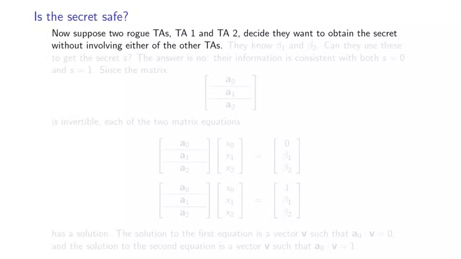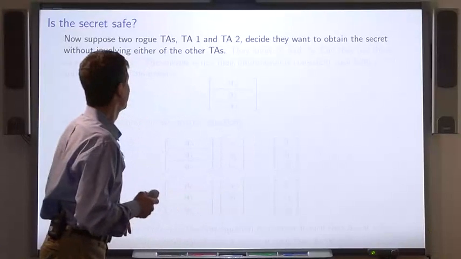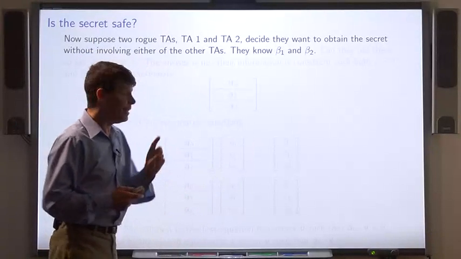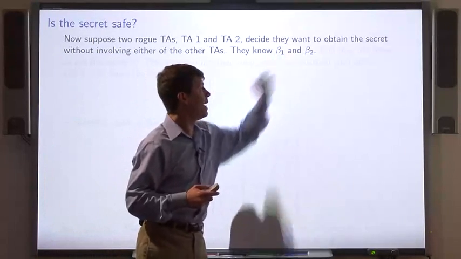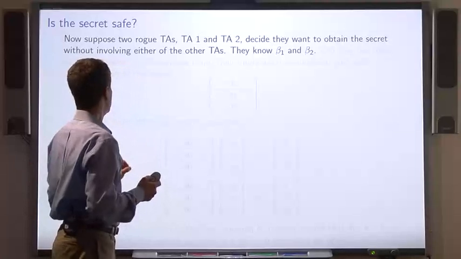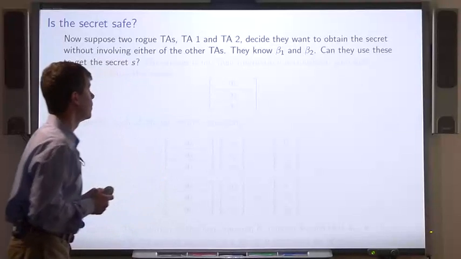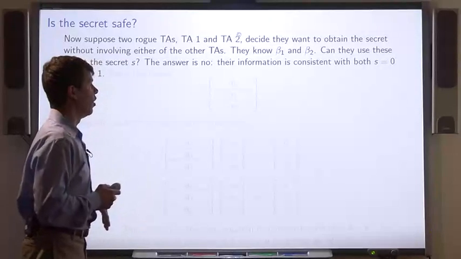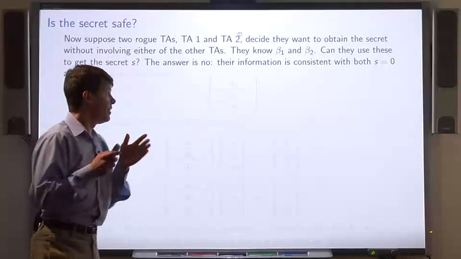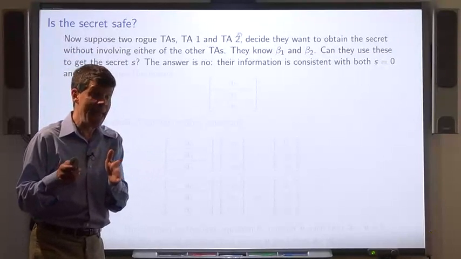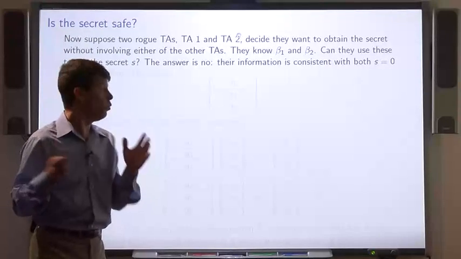Now, suppose 2 TAs decide that they want the secret. They're not supposed to be able to construct the secret, but they've gone rogue. So TAs 1 and 2 know the bits beta 1 and beta 2. Can they use that to figure out the secret? We'll see that the answer is no. The information that they have is consistent with the secret bit being 0 and consistent with the secret bit being 1.